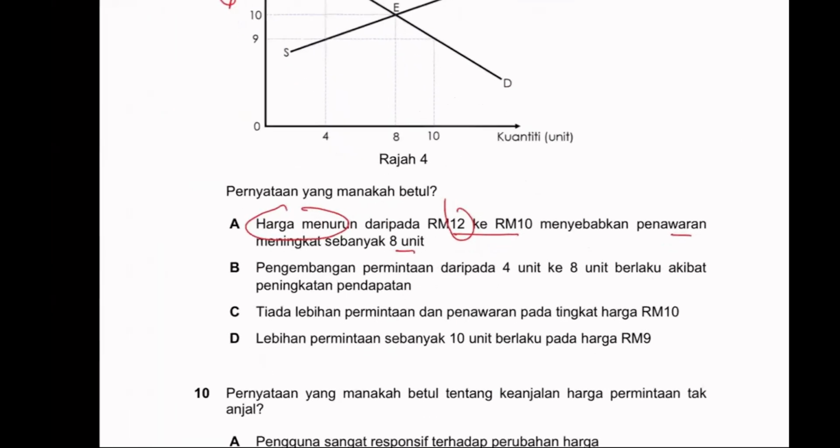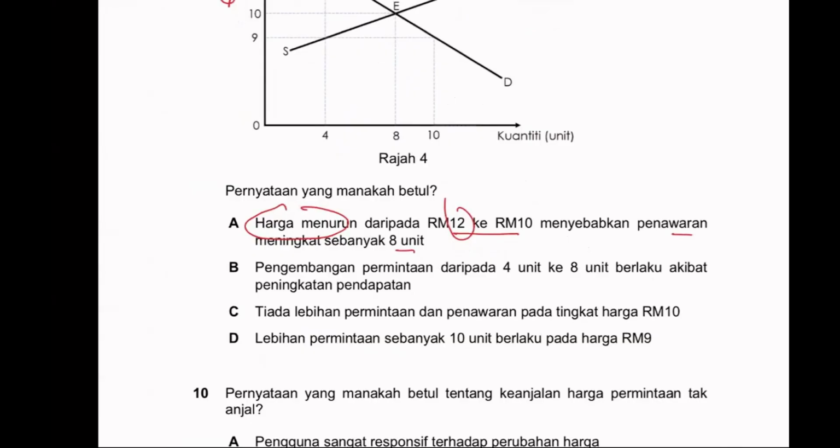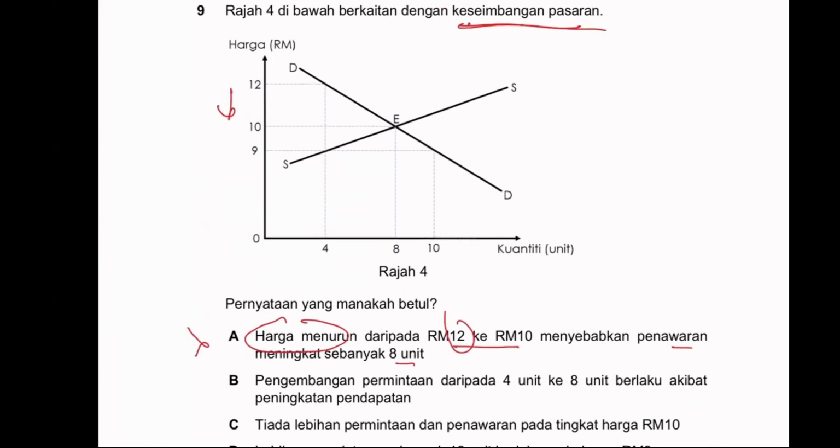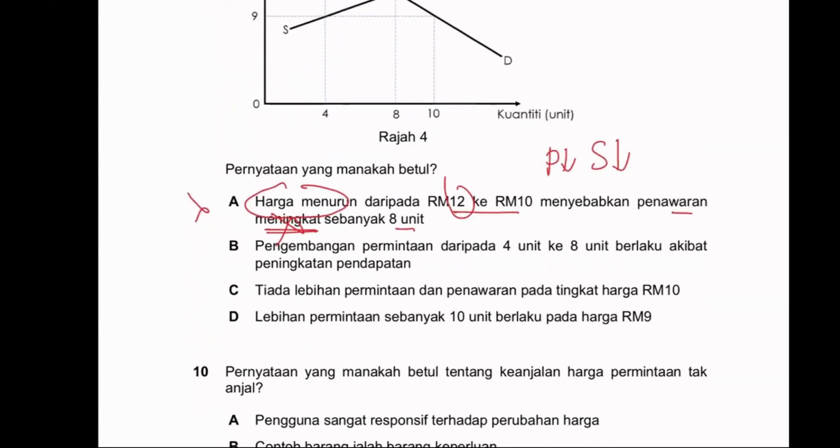See, first one is wrong. Why? They said the price reduce. You see first, let's just think of it about supply. When price reduce, supply increase or reduce? Price reduce, so the word meningkat already wrong. Don't care about how many unit, you already wrong. Alright, and the next one.